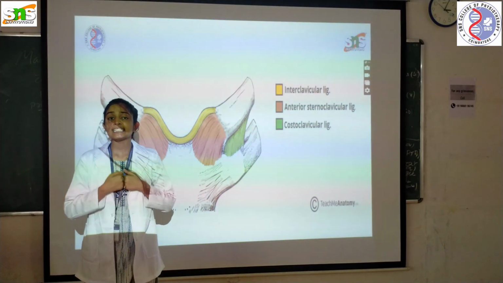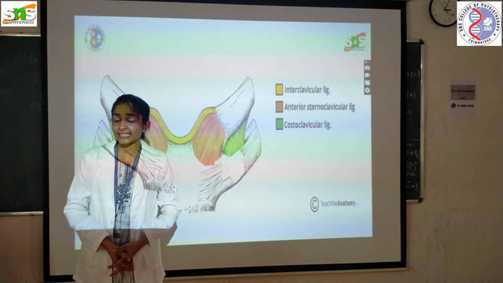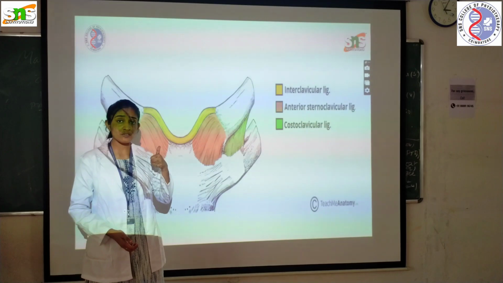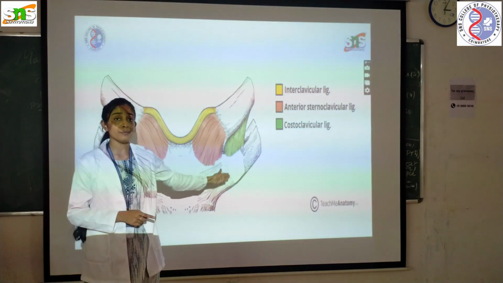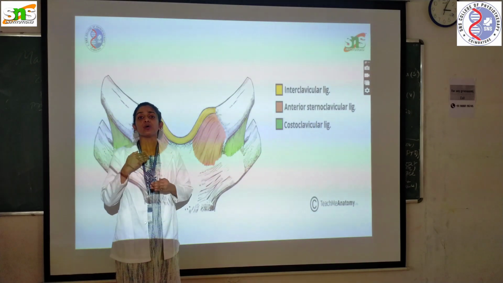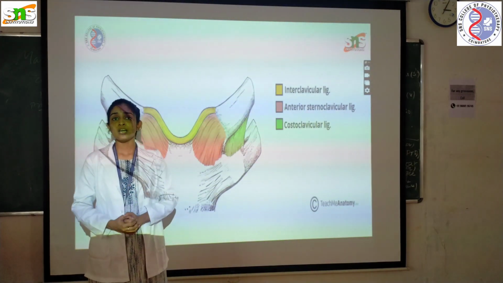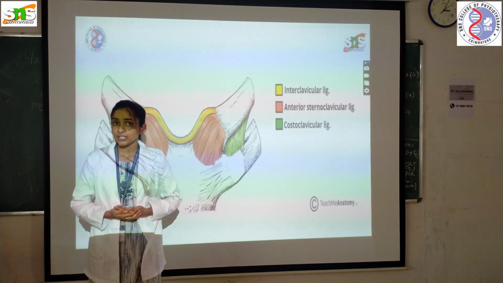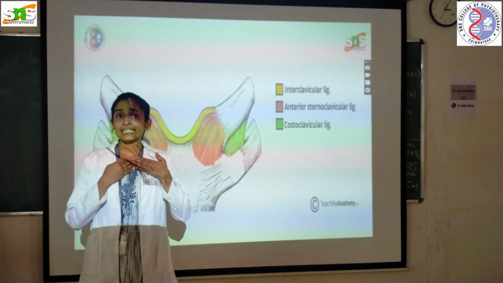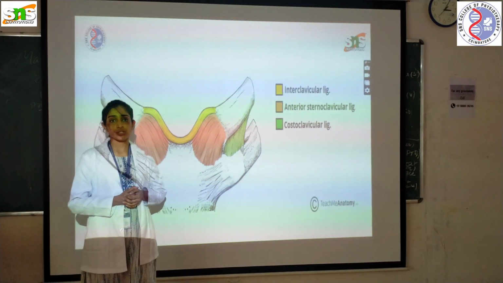So what are the structures that are providing the stability? Basically you have the sternoclavicular disc, then you have the capsule, then you have the three major ligaments. Now we will move on to the kinematics of the joint. What are the movements that are present over your joint? See the movements that are happening across your joint.